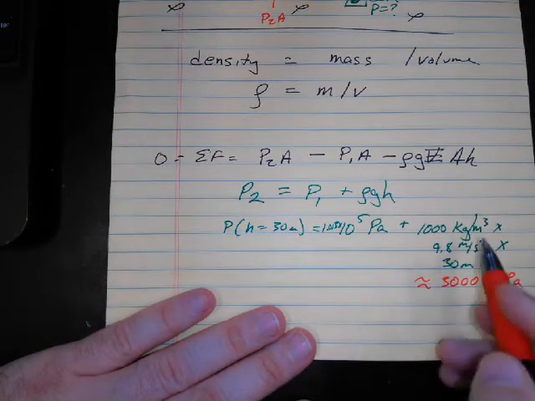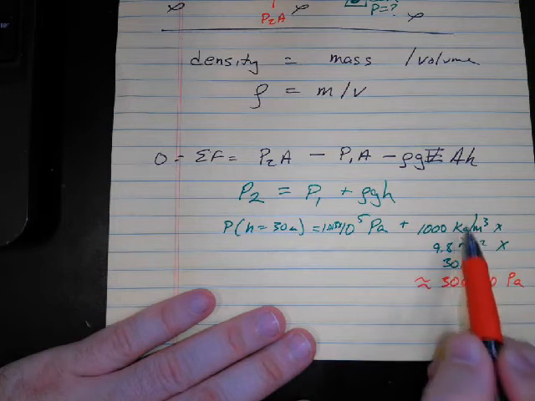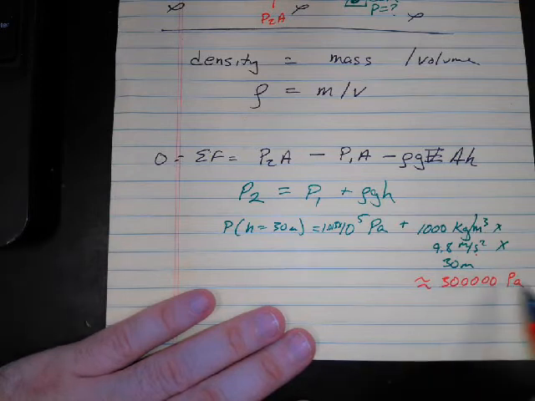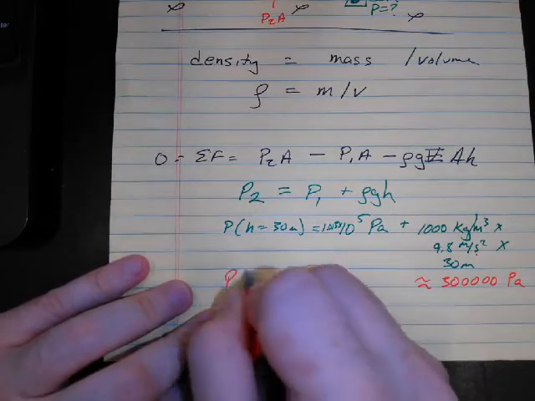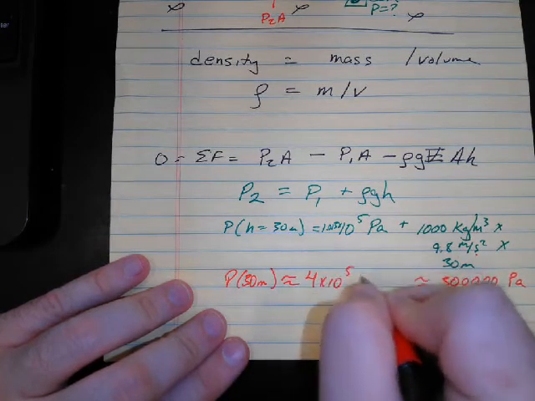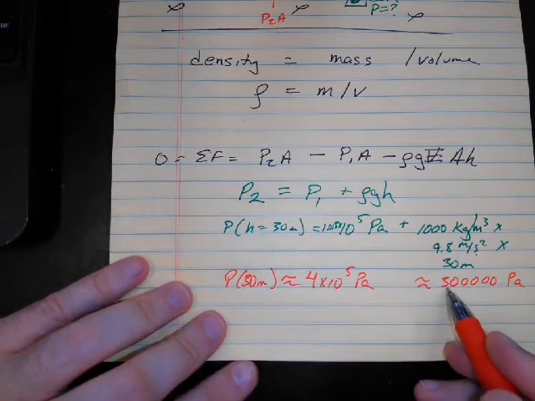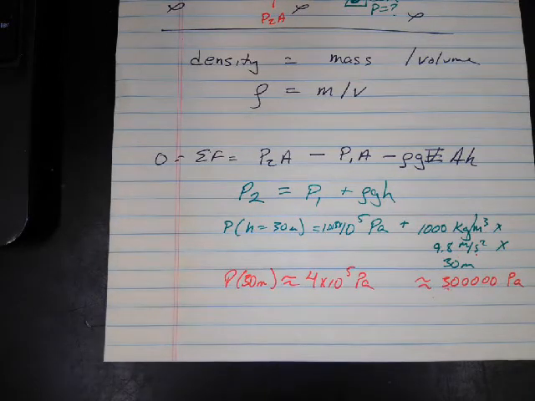300,000 Pascal. And you can check your units. You'll have newtons out of kilograms and meters per second squared, and then you'll have meters divided by meters cubed. That is a pressure, so you'll have Pascal. And so out of this, the pressure at 30 meters is about 4 times 10 to the 5 Pascal. Of course, in your WebAssign, you'd use more precise numbers. This would be like 296,000, something like that. And this would be 1.013, and you'd add them.